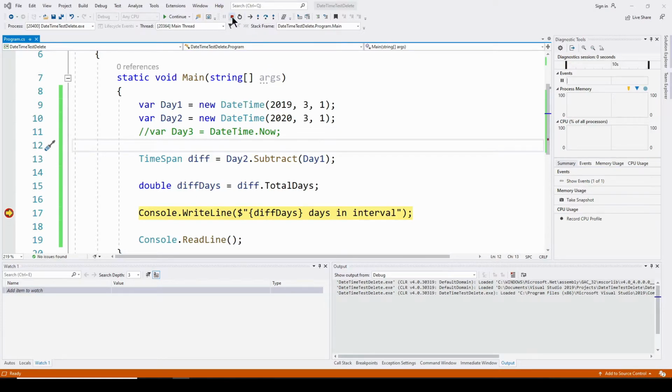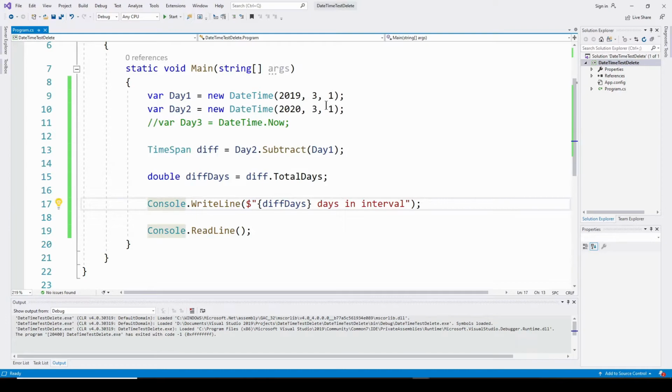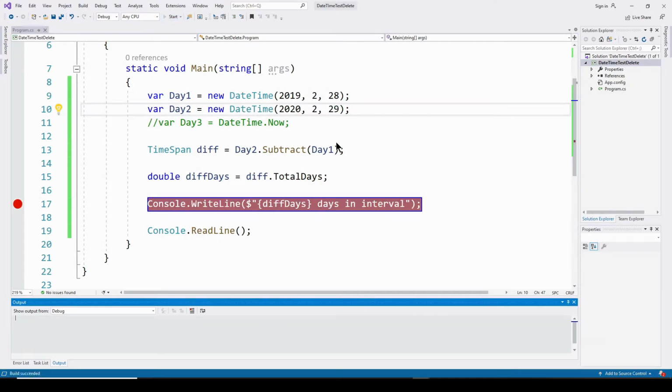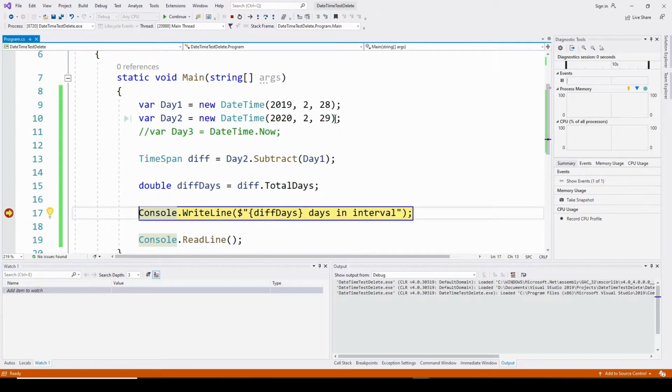So what we can do to prove that, normally there's only 28 days. So let's say 2/28 to 2/29, to see if it will accept this 29th day, which doesn't normally exist. So let's run it, and wow, it seems to work. It says, yeah, there was a 29th day in 2020.